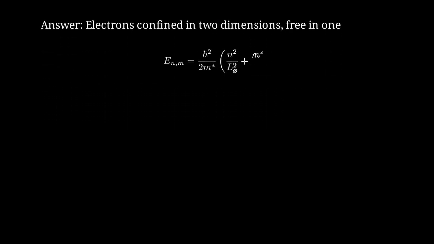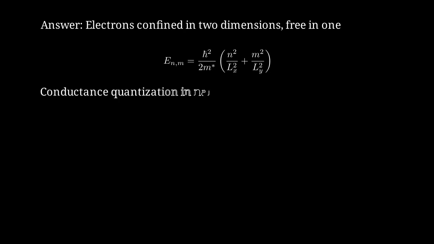The energy levels depend on two quantum numbers n and m. The energy equals ħ² over 2m* times the sum of n² over Lx² plus m² over Ly², where Lx and Ly are the transverse dimensions.